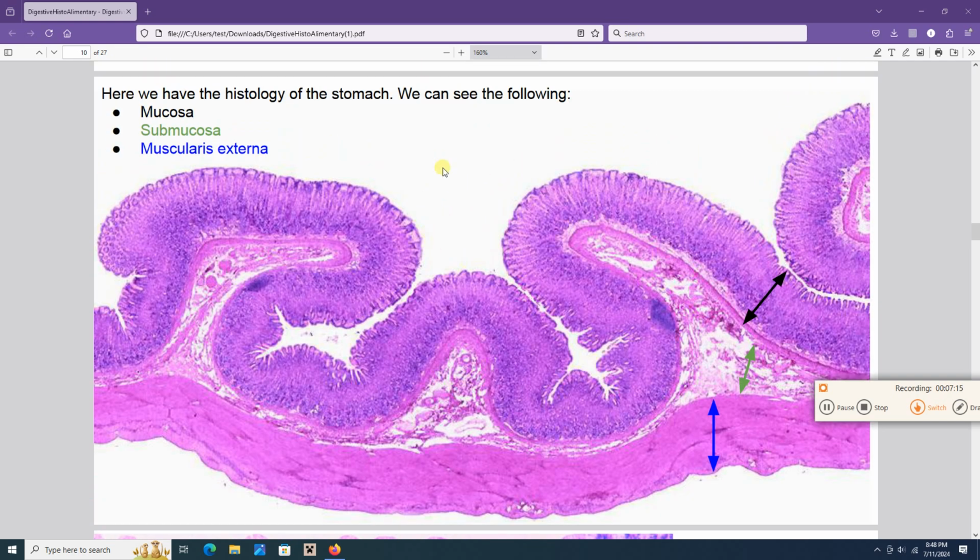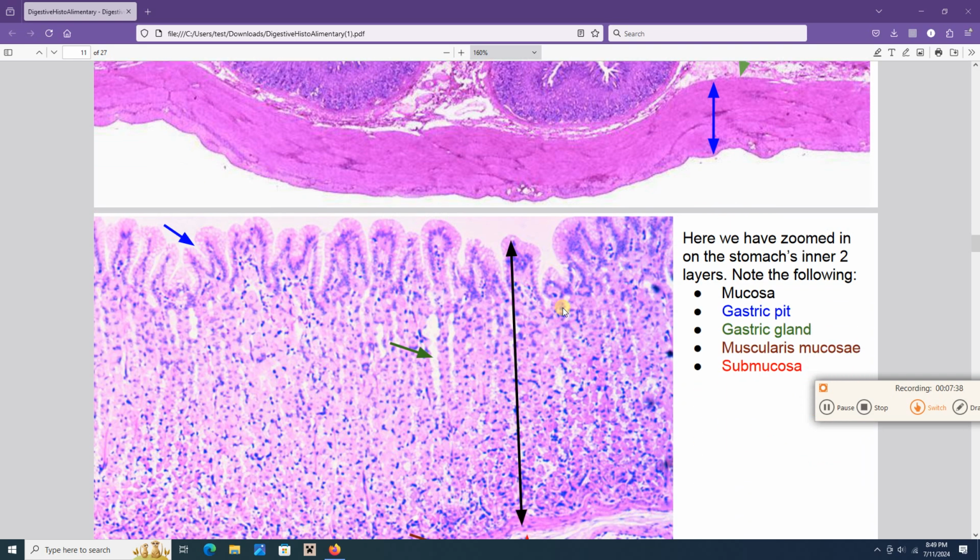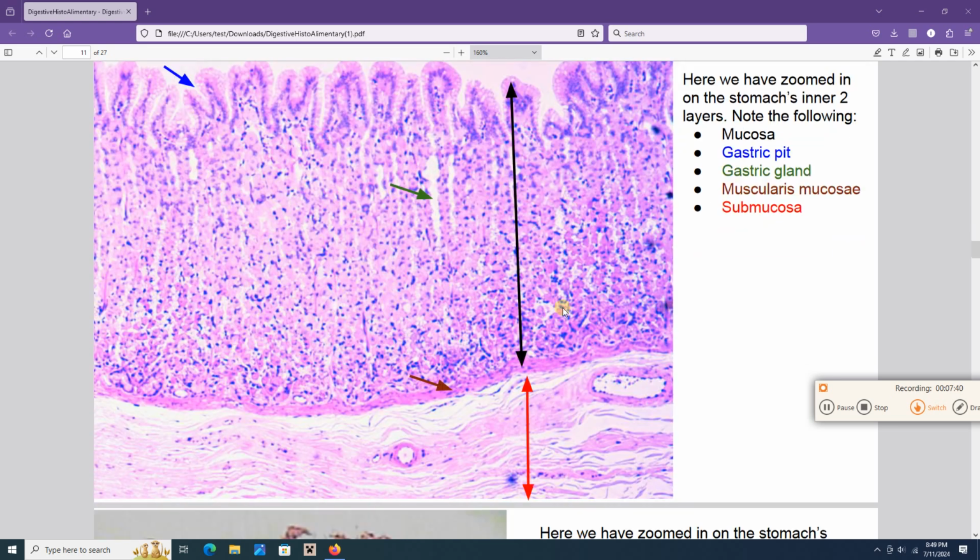So here's our lumen. So this purple area is my mucosa. I can see my epithelium. I can see my lamina propria. I can see my muscularis mucosae. Then I got my submucosa. Then I got my muscularis externa. Now what I want to do is zoom in on the mucosa.